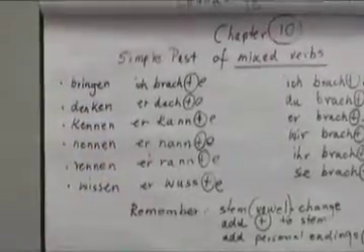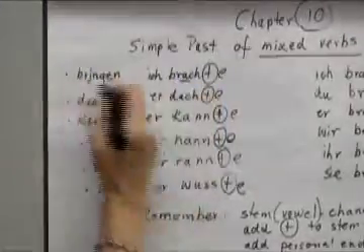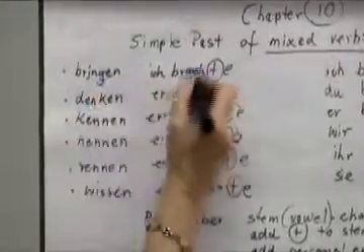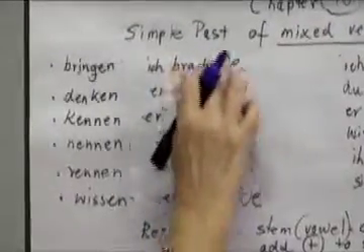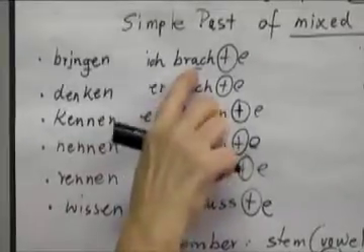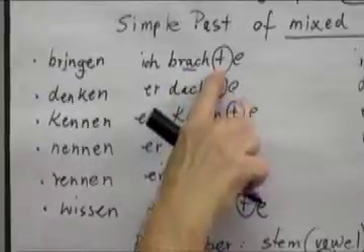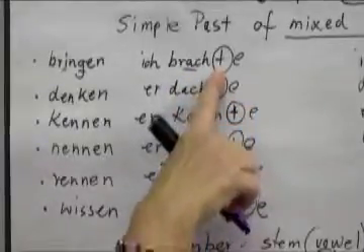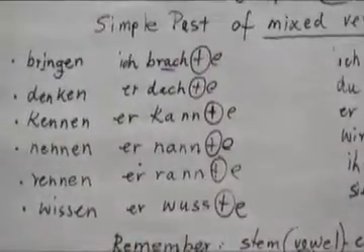So the first one is bringen. Bringen changes to brachte. I to A, the G to CH. It gets a T in the middle after the stem as it's acting. The vowel change is like a strong verb. Then it gets the T of the regular verb to denote the past tense. And then it gets a personal ending.